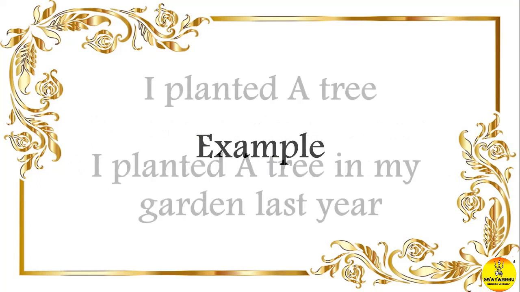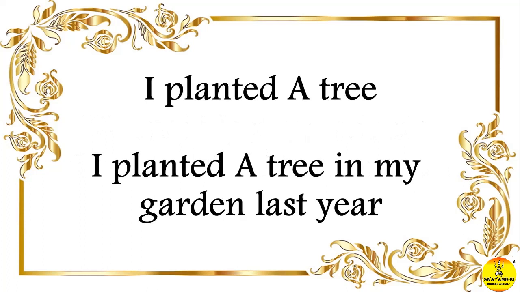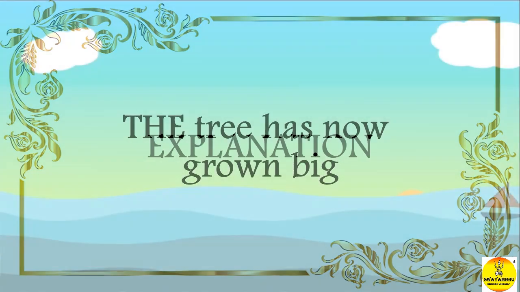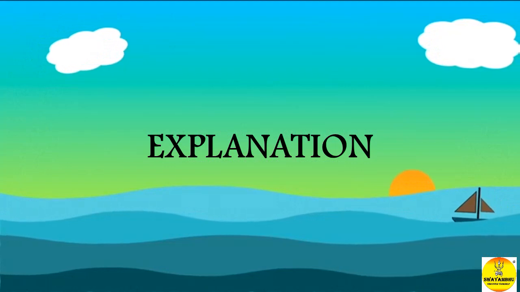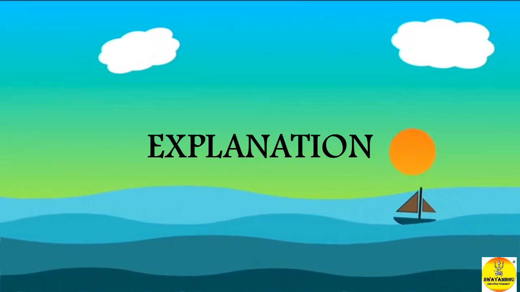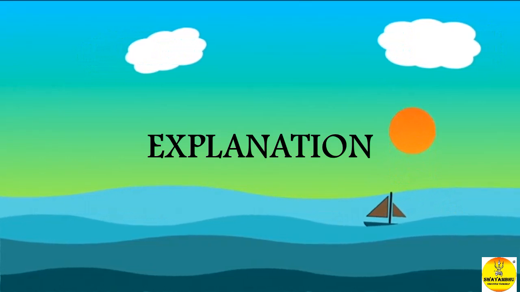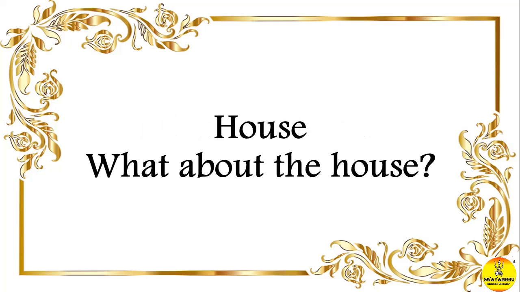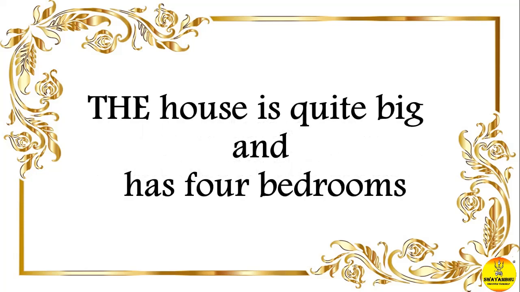For example, I planted a tree in my garden last year. The tree has now grown big. In the first sentence, we didn't know which tree. But now we know that the tree that was planted in the garden has grown big. I live in a house. Okay, a house. What about the house? The house is quite big and has 4 bedrooms.